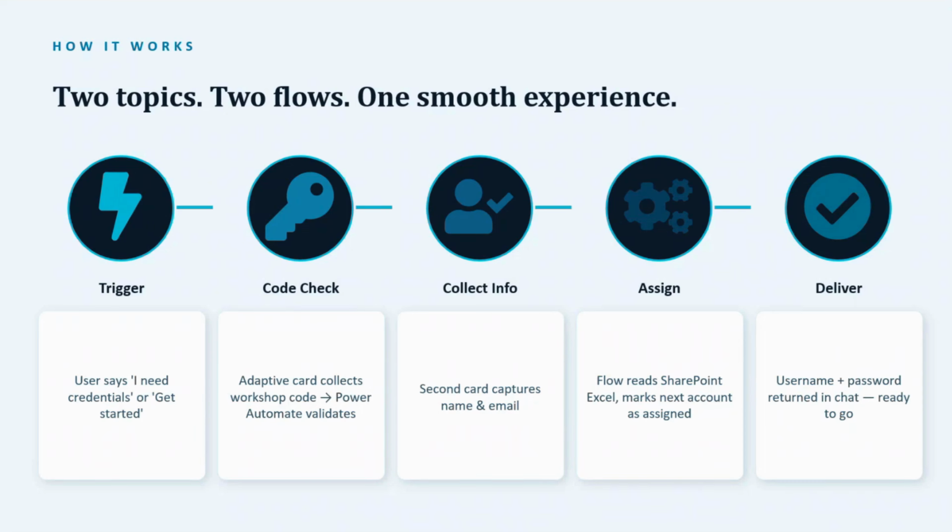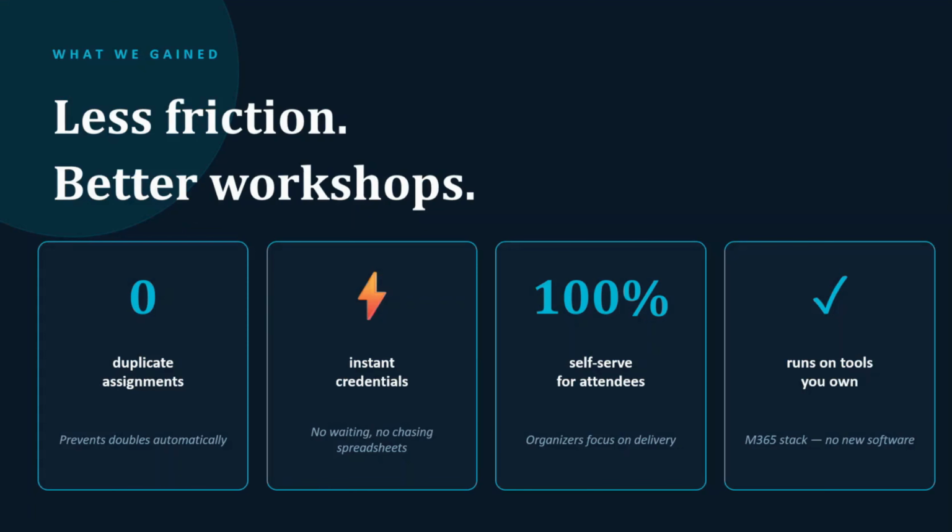So when the user asks, "Hey, I need credentials," it will instantly provide the adaptive card, which has one input field for entering the workshop code, and then a Power Automate flow validates that code. If it's valid, it will pop up another adaptive card and ask them to enter their name and email address. Once the flow reads that the given information is valid and not duplicate, it validates in the Excel that it's not a duplicate, and then assigns the next available account to the assignee. With that, there will be zero duplicates, instant credentials, and it runs on its own, 100% self-serve for attendees.